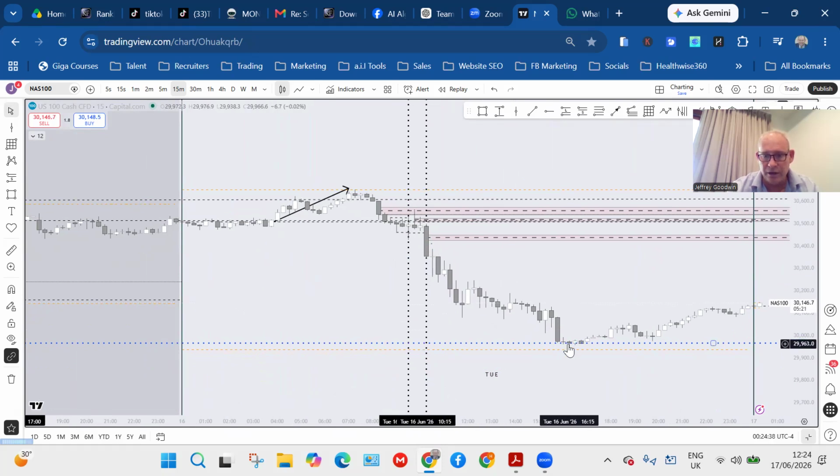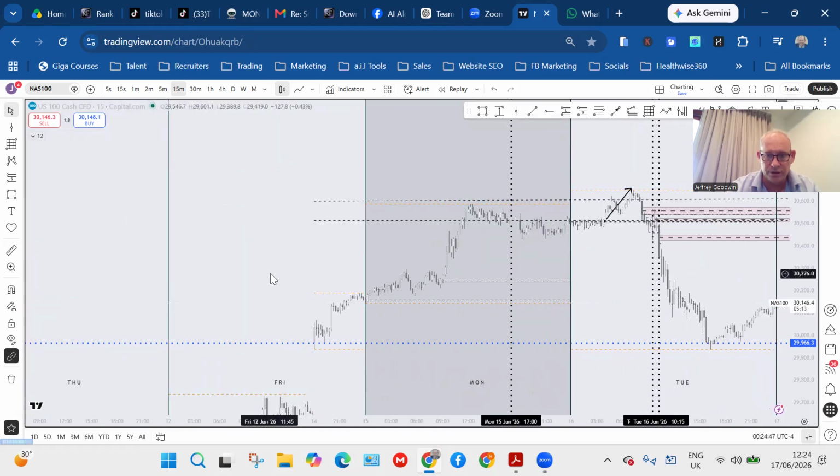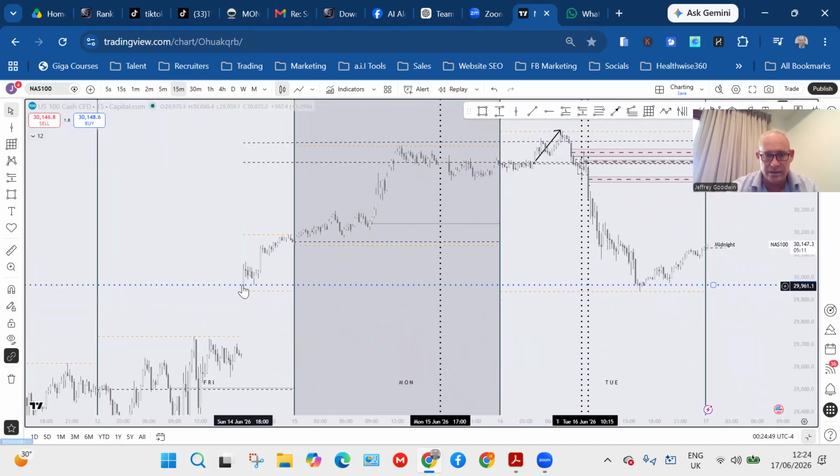And I said earlier on in the low, there was a clear, obvious low. Now let's just look to the left. What is this? This is the gap between here and here. I put this in advance in the group. I mentioned this to certain people. That would have been an amazing trade.